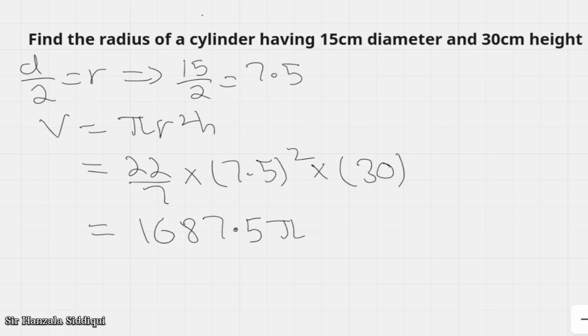1687.5 pi. And when we also substitute the value of pi, wait just a minute, I will calculate what we get. That is 22 over 7. Okay, so we get 5302.125 centimeter cube. So this is the answer when we calculate the volume of the cylinder.